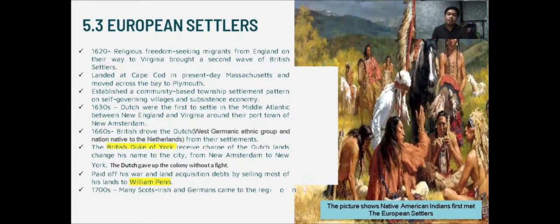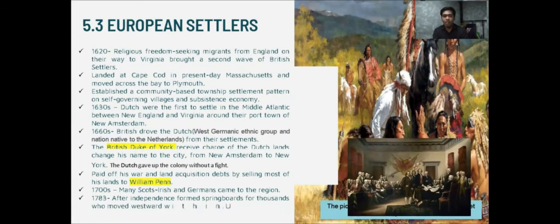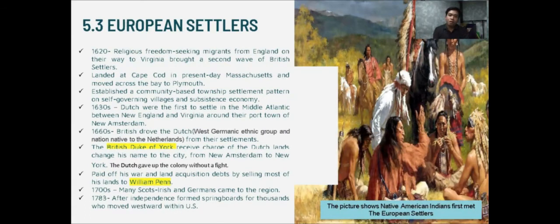In the 1700s, many Scottish and Germans came to the region, and in 1783, after the independence of America, springboards were formed for thousands of people who moved westward within the US. The plantation was first established in the Virginia Tidewater.